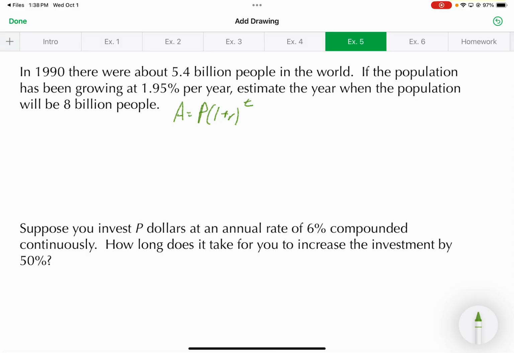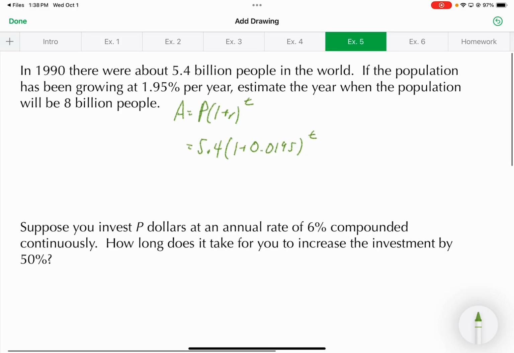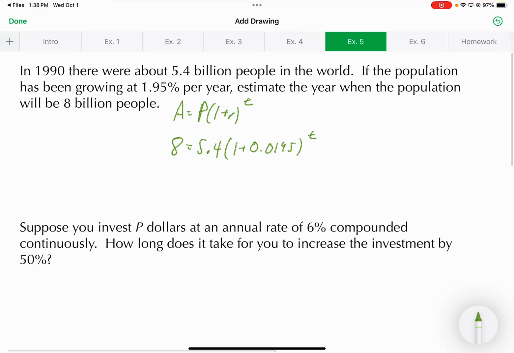Okay. All right, so where am I going to plug things in? 5.4, where's that go? P. What about 1.95? 0.0195? Yeah. You guys cool with that? I don't know T. That's what I'm solving for, right? How long? What is my A value? 8. Good. All right.